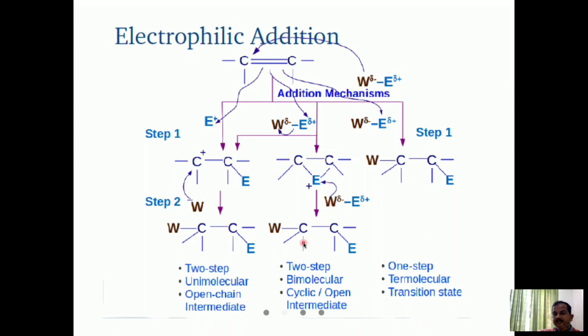So two-step, this is again two-step bimolecular. Two molecules are reacting here. Here also two molecules, but this one is not reacting as a molecule in this reaction. That's why this is unimolecular. Here both are reacting as a molecule, this one and this one. That's why this is bimolecular.